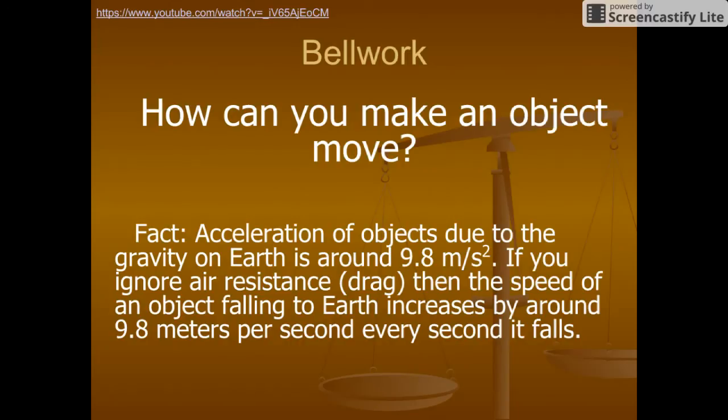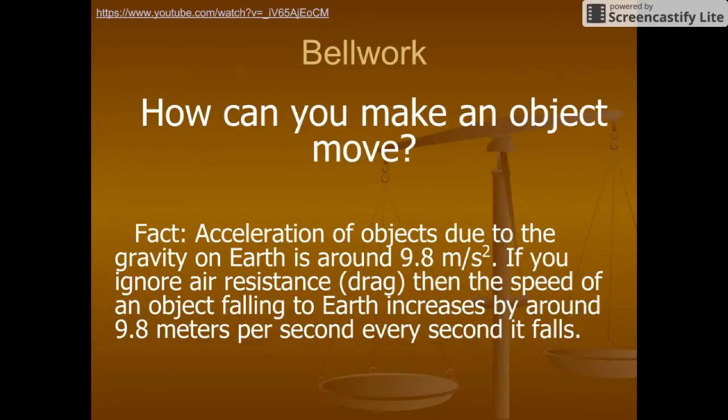Now our fact for today is that acceleration of objects due to gravity, that force that pulls us onto the earth, is around 9.8 meters per second squared. So if we were to ignore air resistance, or what we call drag, then the speed of any object falling to the earth will increase by around 9.8 meters per second for every second it falls. So the longer an object is falling, the faster it will be traveling.